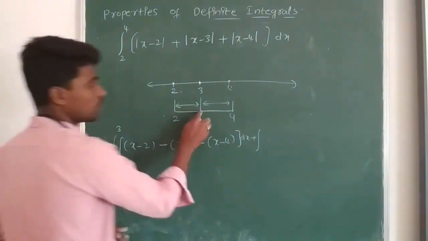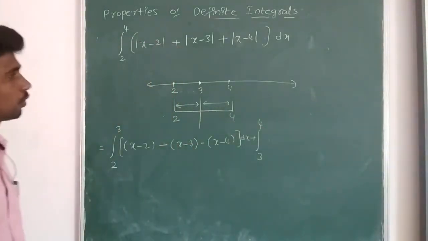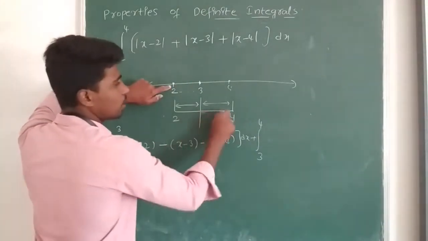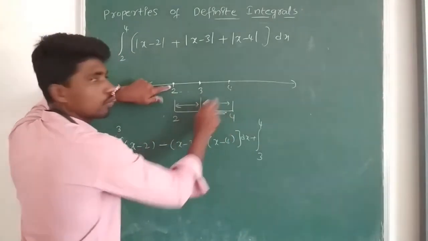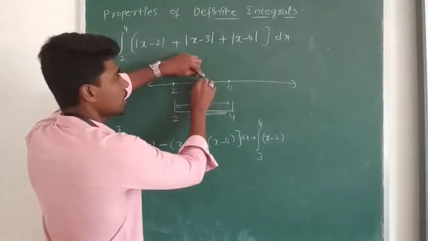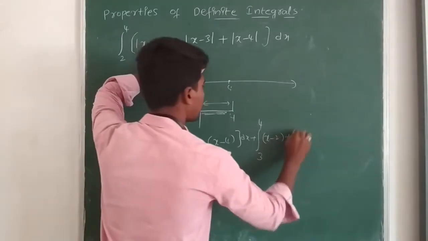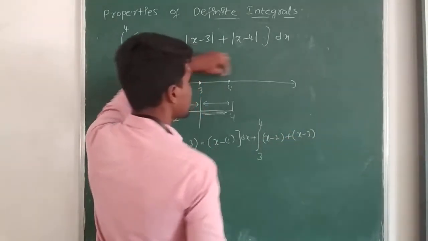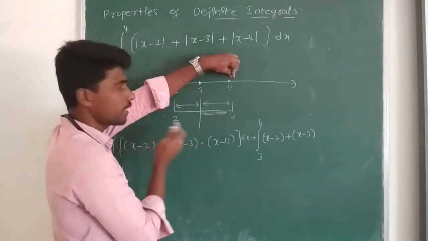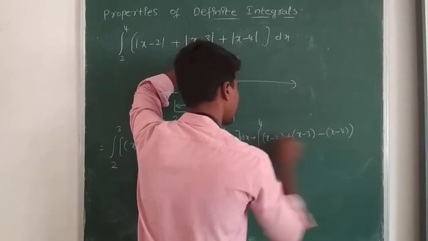What is the second part? 3 to 4. How do these functions behave from 3 to 4? First one, x minus 2: critical point is 2, and 3 to 4 lies on the right side of 2, so x minus 2 becomes positive. Next, the second function's critical point is 3, and 3 to 4 lies on the right side of 3, so I get plus x minus 3. Next, critical point 4: 3 to 4 lies on the left side of 4. If it lies on the left side of 4, we get minus of the given function.